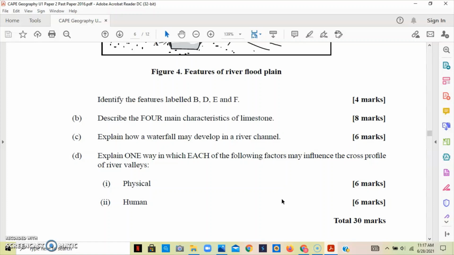You can also look at the river load, the type of rock and size. If you have a lot of boulders in the river, it could mean that erosion would be more effective. And if you have a lot more pebbles, it could mean that the rate of erosion will slow down. Thus the cross profile of the river will be affected by the type of river load and the size. Let's just look at the human.